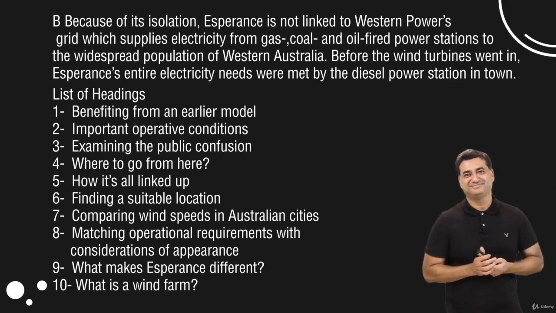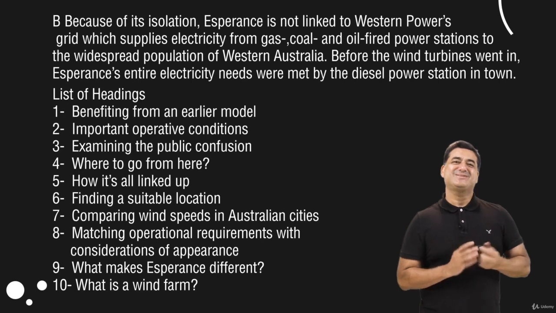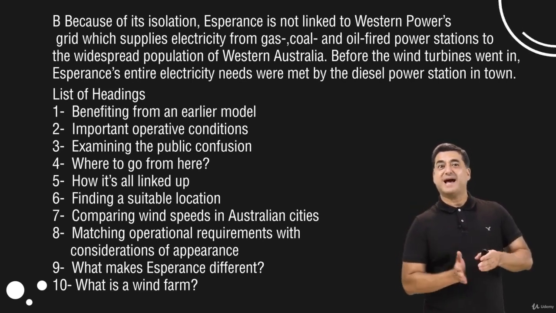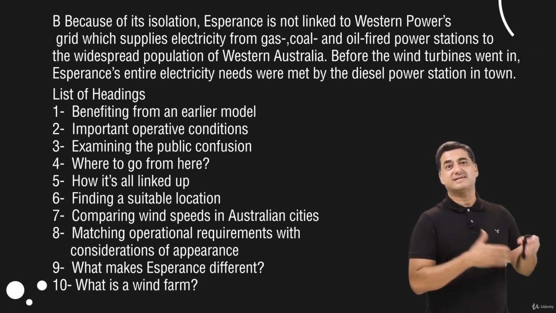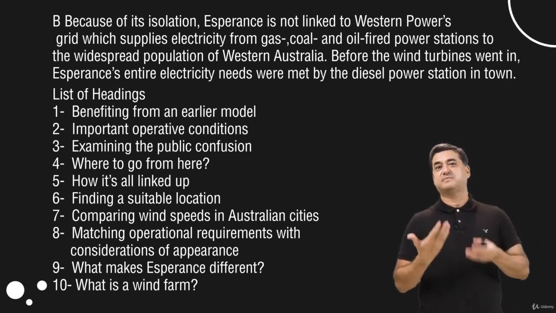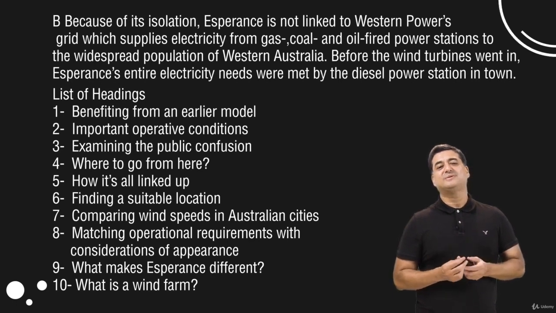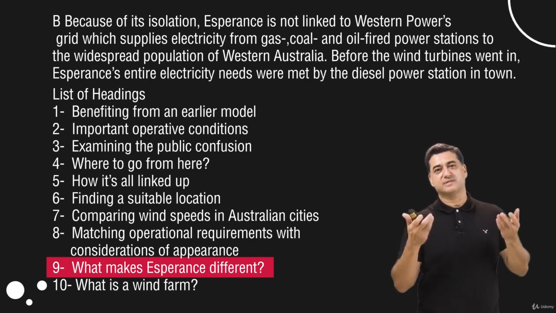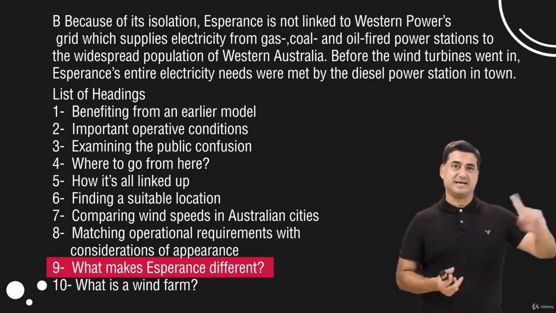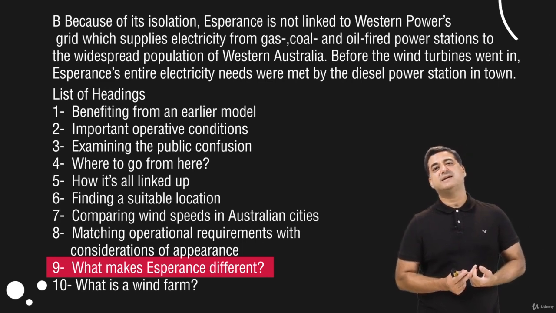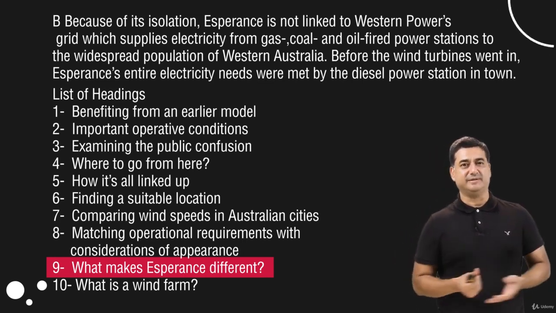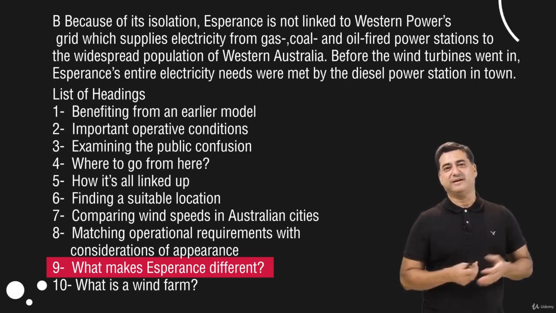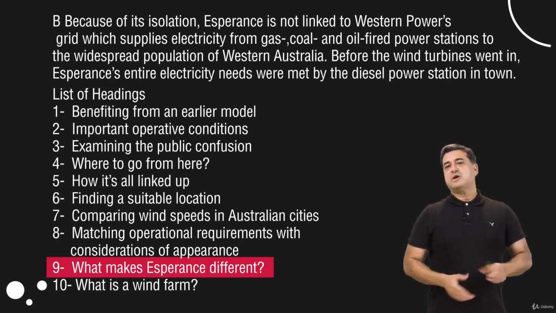Yes. Are you there? Okay, so the topic is Esperance. And because Esperance is isolated, it doesn't get electricity from the Western Power grid. So my heading is what makes Esperance different. There are two reasons. One, it is isolated. The other, it doesn't get electricity from the Western Power grid. Now let's move on to the next paragraph. So we have got the first heading right.